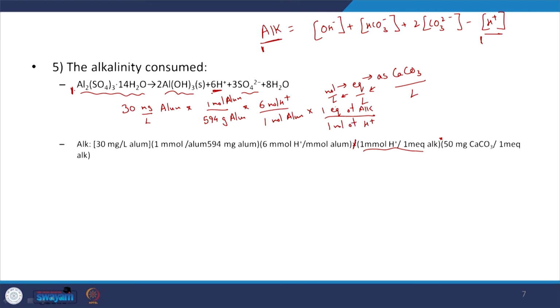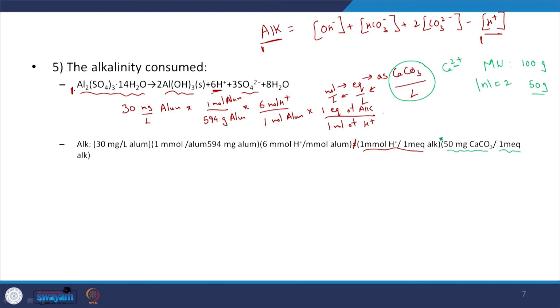Now, the units are in terms of equivalents per liter of alkalinity, but the units are being asked in terms of as CaCO3. How do I convert that? So, molecular weight of CaCO3, it's 100, right, 100 grams, N is 2, right, Ca 2 plus charge or CO3 2 minus charge, N is equal to 2, right. So, equivalent weight will be 100 by 2, which is 50 grams. So, that is what we have, 50 grams of CaCO3 per 1 equivalent of alkalinity.